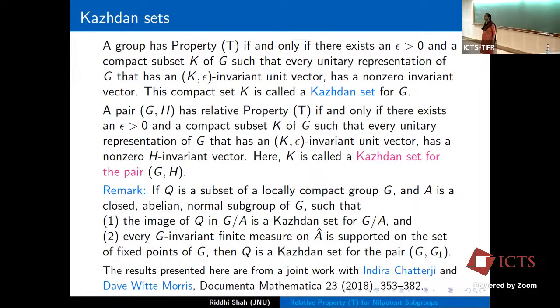There is a question in the chat. It says, any relationship between H and M? H and M, where? No, they are independent of each other. Okay. Are there any questions from the audience?